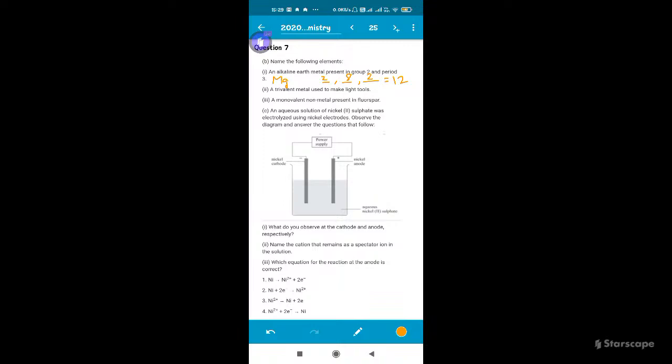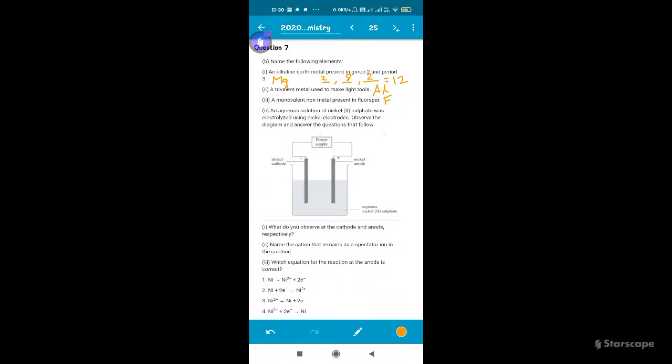Okay. Now our next question is a trivalent metal used for making light tools. You just know one trivalent metal in your syllabus, and moreover you know that it is used to make light tools because of its lightweight property. So the answer will be aluminium. Our next question is a monovalent non-metal present in fluorspar. Non-metal is fluorine. Monovalent, that means a single valency. So the answer will be fluorine. Please don't write Mg, Al and F. Write the full names.